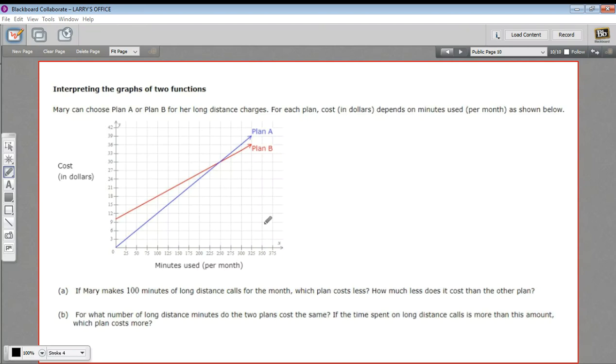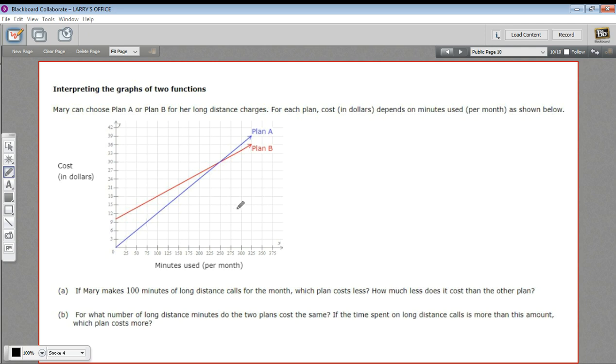In this problem, we're being asked to interpret the graph here of these two different functions. And these lines, these functions, represent how much a phone plan, a long distance plan, costs. This is kind of old fashioned. People don't really talk about long distance anymore since cell phones, but just think of this as a phone plan. And the cost of the plan depends on the minutes used.